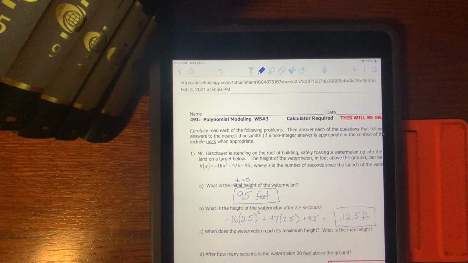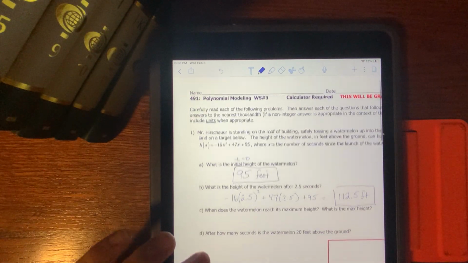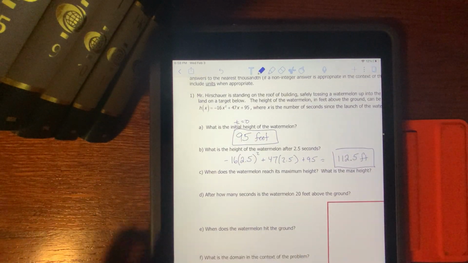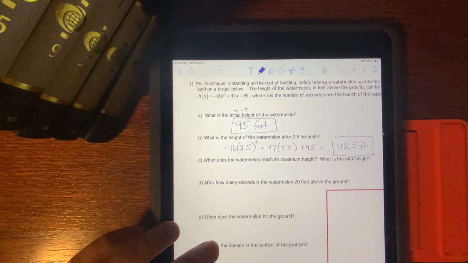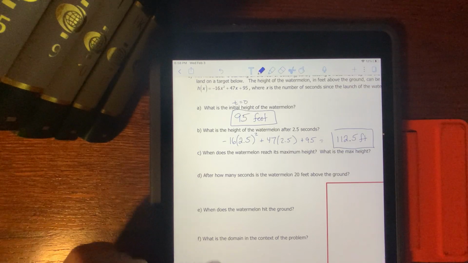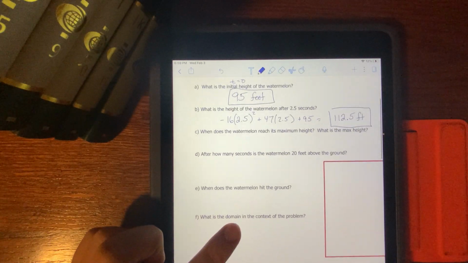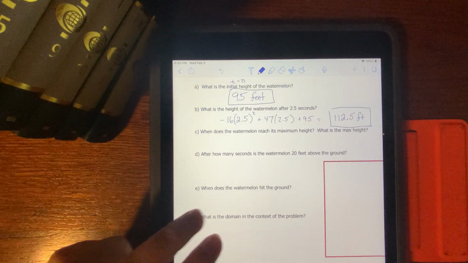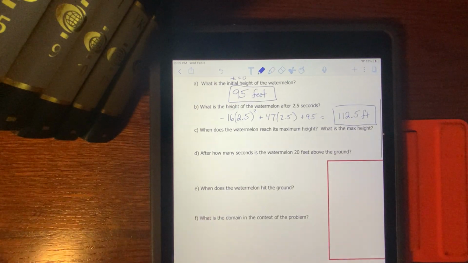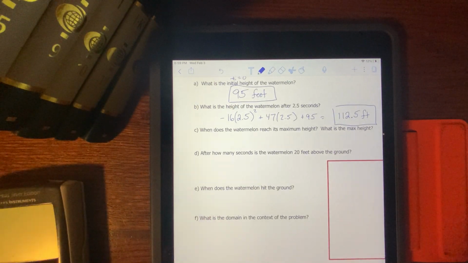aspects and all that. Right, because they're saying maximum height, when is it exactly 20 feet off the ground, when does it hit the ground, what's the domain? All of that's going to come from graphing this thing. The domain is a little hard to do on this one without graphing it first, so that one I do include in there. So let's put this in our calculator. Move this to the side.